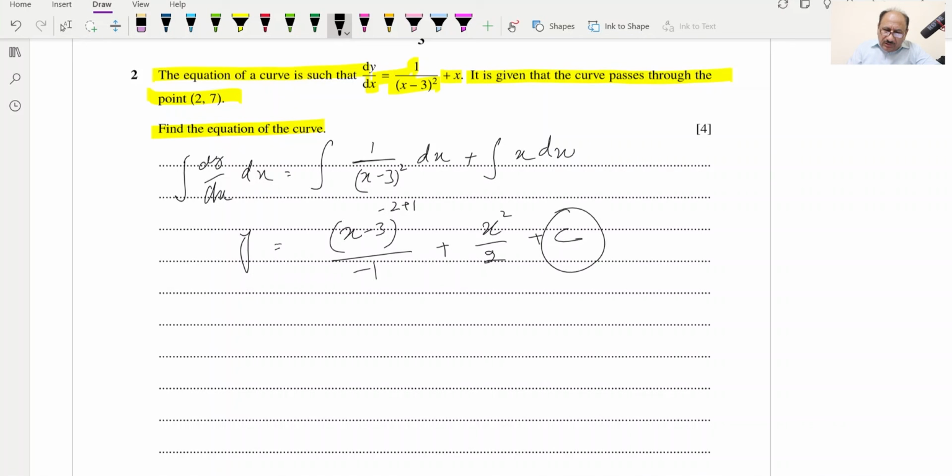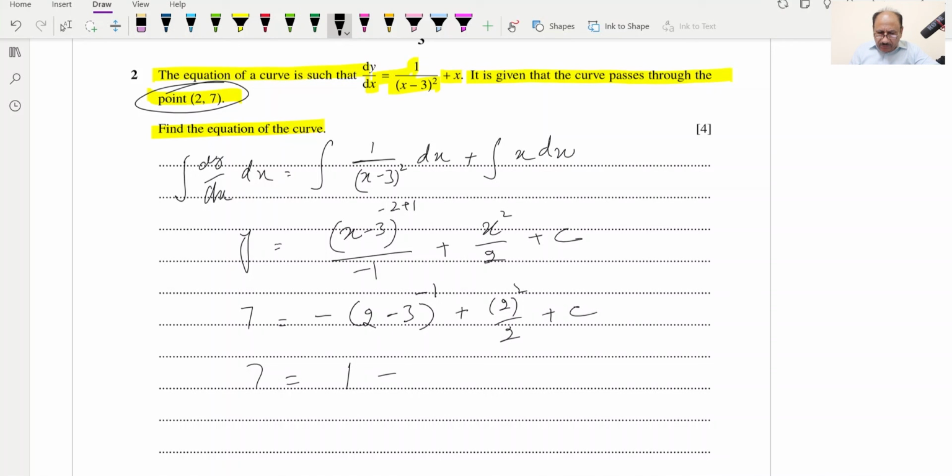Now we can find the integral constant c by using this point. So (2, 7), so the value of y is 7, so 7 is equal to minus (x minus 3) raised to the power minus 1, plus x squared by 2 plus c. Basically we replace x with 2, and this will be 2 squared, so 7 is equal to minus 1 into 1, so it will be 1 over here, and plus 2 plus c, and c is equal to 7 minus 3, which is equal to 4.